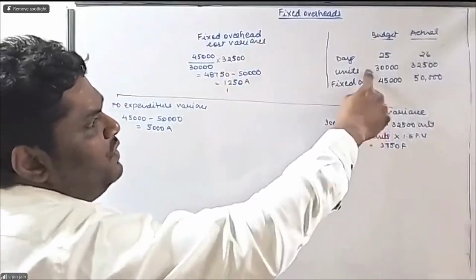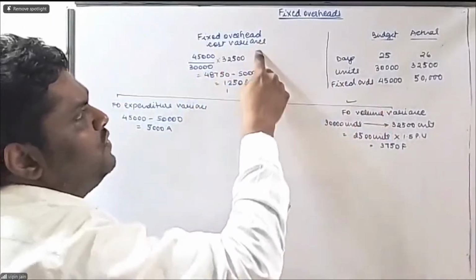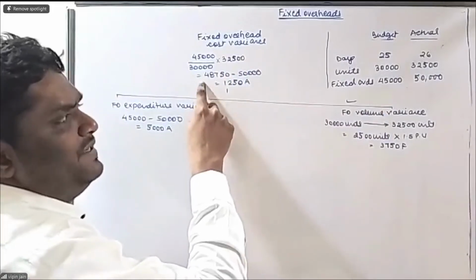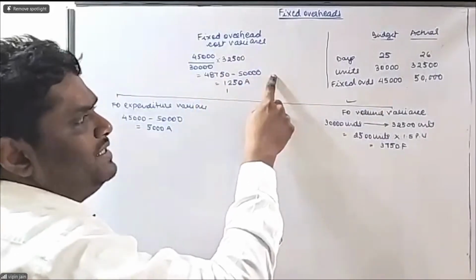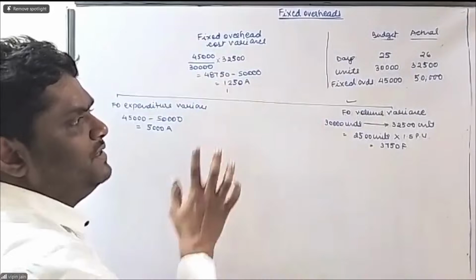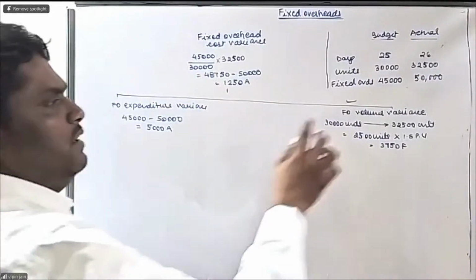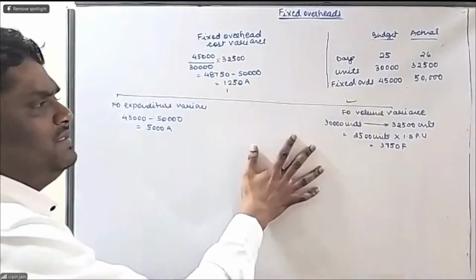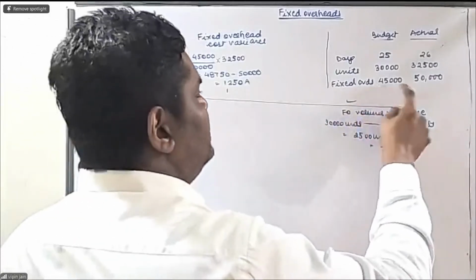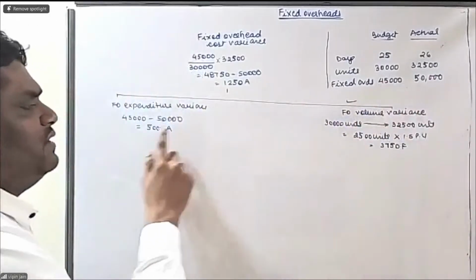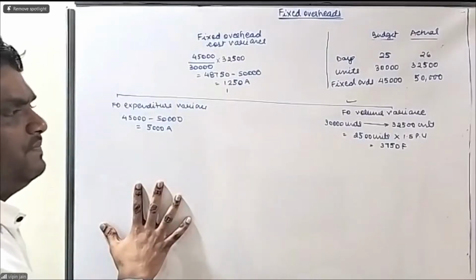That is 45,000 overheads for 30,000 units. So for 32,500 units, how much? 48,750. And my actual overheads are 50,000. So this is 1,250 adverse. Expenditure variance, again no change because it has nothing to do with hours. So 45,000 are my budgeted overheads and my actual overheads are 50,000. So that is 5,000 adverse.